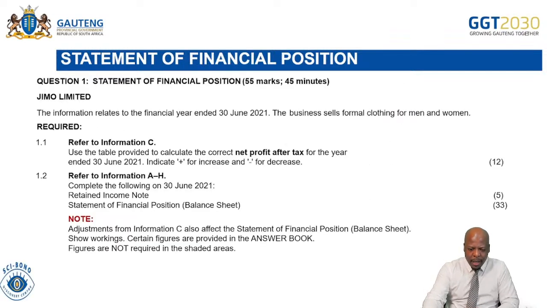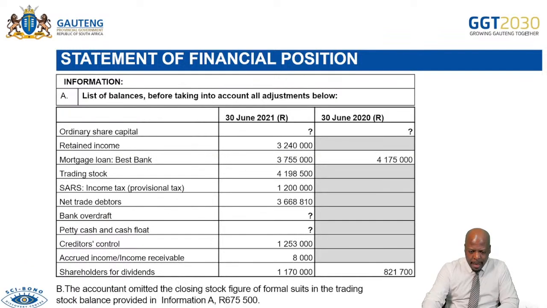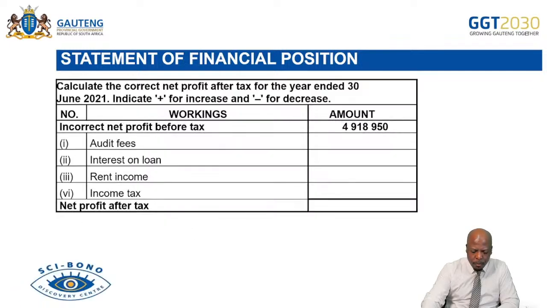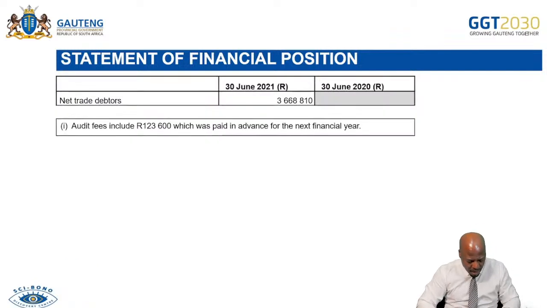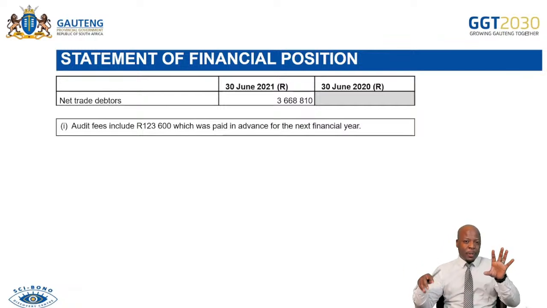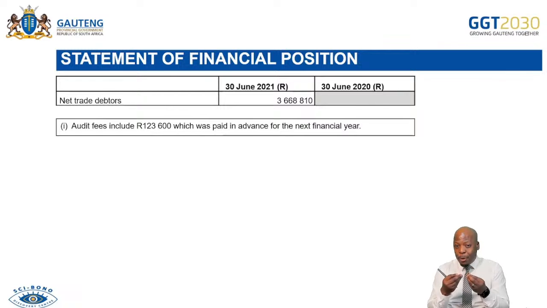Here's the information that we are provided from GMO Limited. And then the information continues. Okay, so this was the answer book that we were given. Let's begin with the very first adjustment. Remember, we are preparing the statement of financial position and at the same time doing the correct net profit calculation. You must be able to do these two at the same time. That will help you save time in the exam.